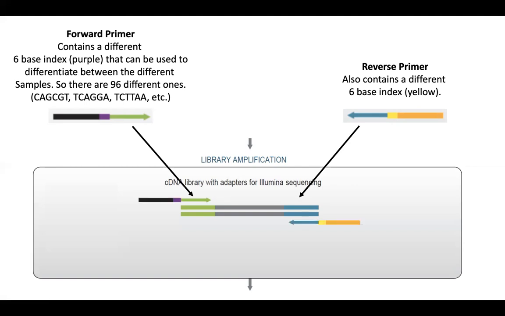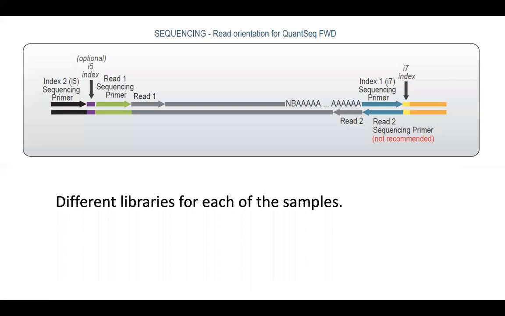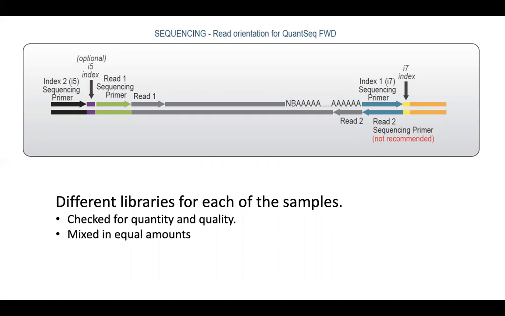And again, after a PCR, you get your final cDNA library preparation, which will consist of, in gray, the copy of your RNA, including the polyA tail, and then on both sides an adapter. And of course, these adapters are different from each other. So after the library preparation, the samples will be mixed. So they are checked for quantity and quality, and then mixed in equal amounts, so that you get the same number of sequences from all your samples.